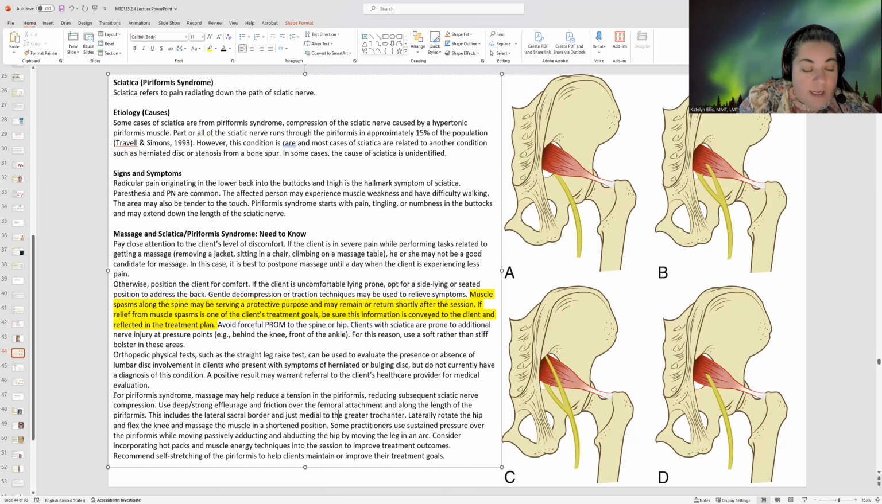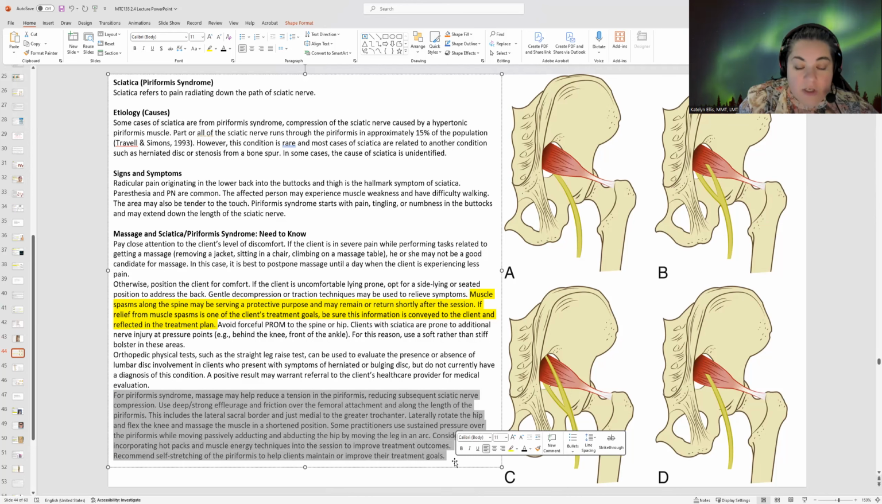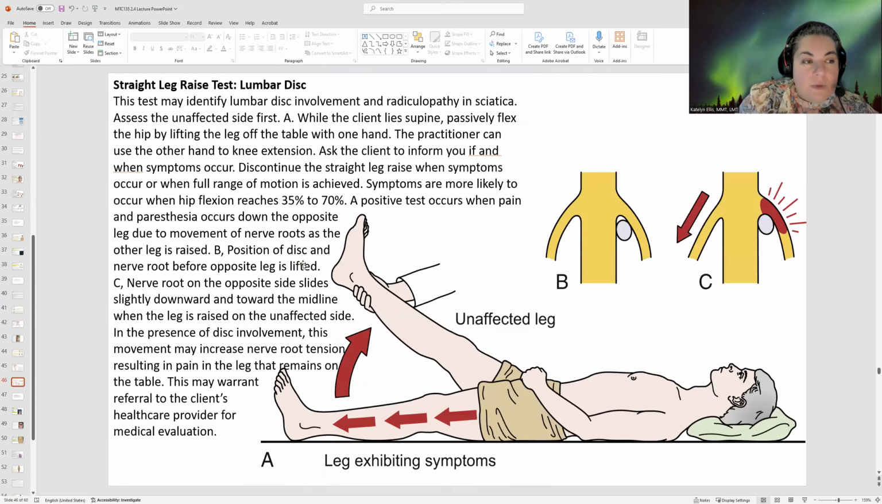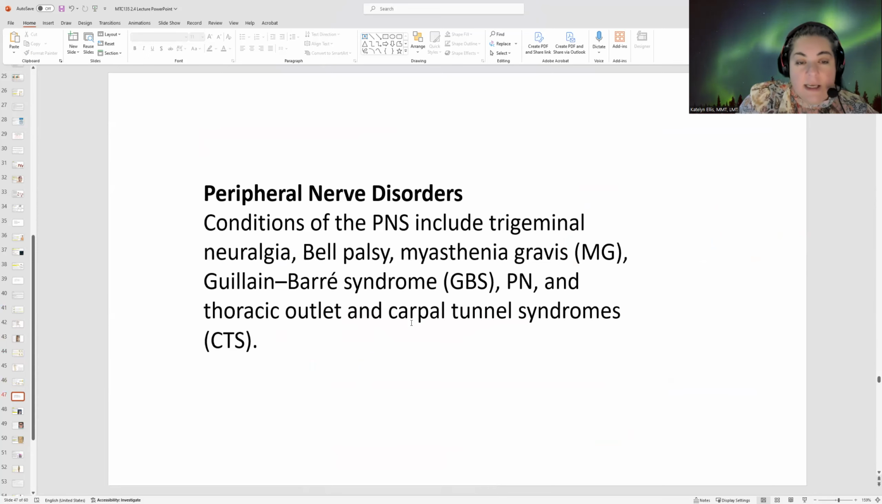Here's some more in-depth information about massage, but we did cover this in a lot of detail in 115 with those sciatica treatments and videos that we went over. If this is something that you're interested in, we can definitely deep dive. But for now, please know that you need to do gentle decompression and traction techniques for this, and we're going to move on. Here's a straight leg test. Peripheral nerve disorders.